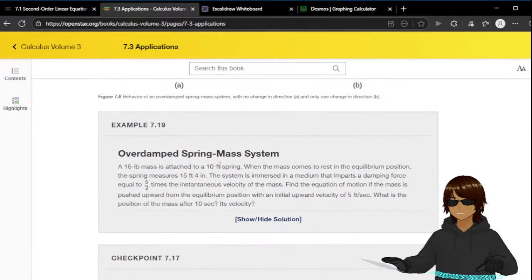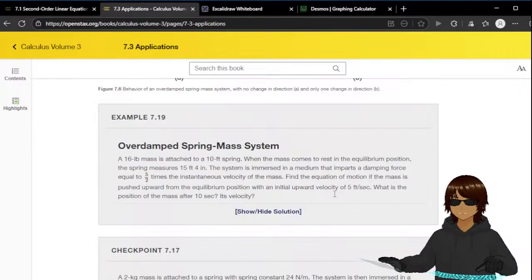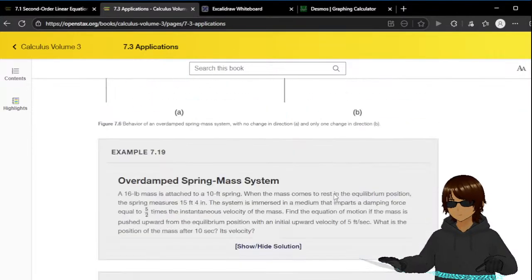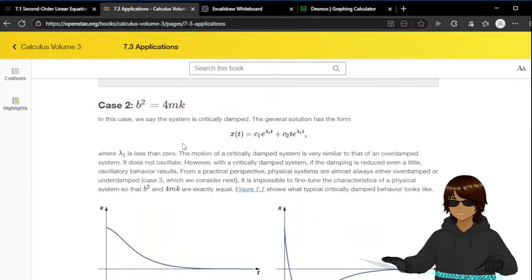They're using pounds and feet again. I will just read this through because I'm not used to their system of doing things. b squared is equal to 4mk. In this case, we say the system is critically damped. The general solution has the form this, where alpha 1 is less than 0. The motion of a critically damped system is very similar to that of an overdamped system. It does not oscillate, however. With critically damped systems, if the damping is reduced even a little, oscillatory behavior results.